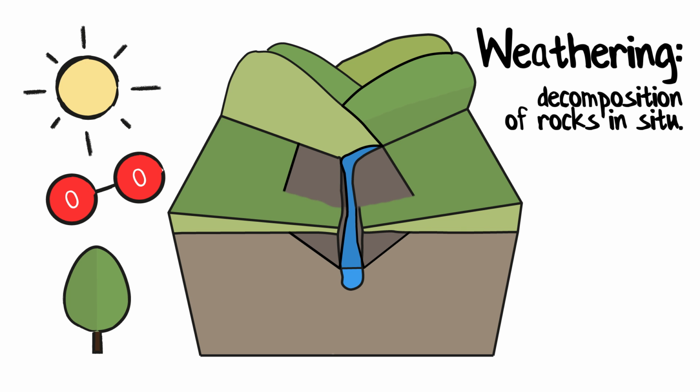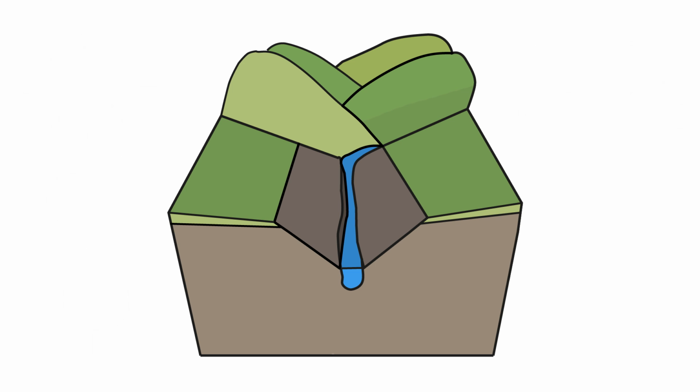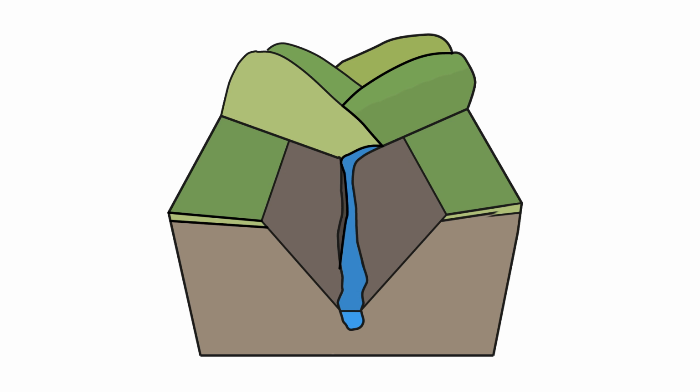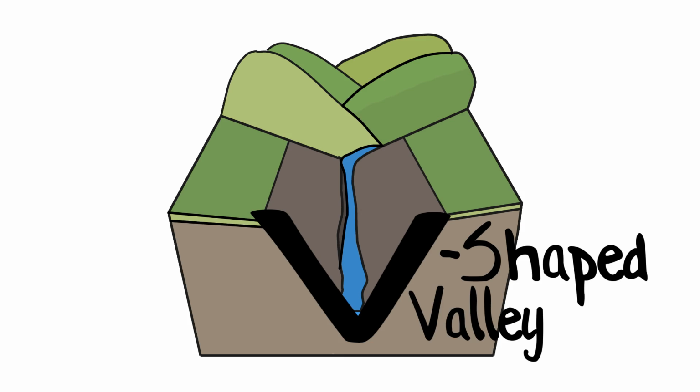They weaken and fall into the river. Falling rocks help increase the rate of erosion and deepen the riverbed even more. Then, the river transports the rocks downstream, deepening and widening the valley. This is what we get, a V-shaped valley.